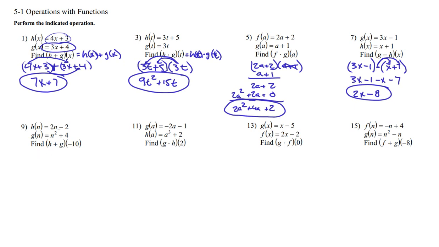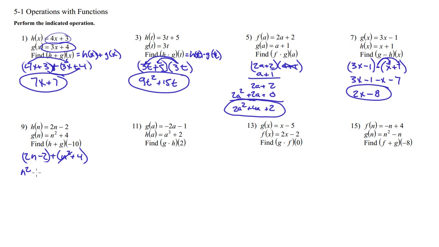h plus g of n is 2n. So really, let's just add these two together. 2n minus 2 plus n squared plus 4. Okay, when we add those together, let's see, we got an n to the fourth, n squared.